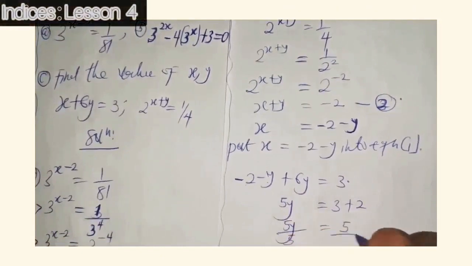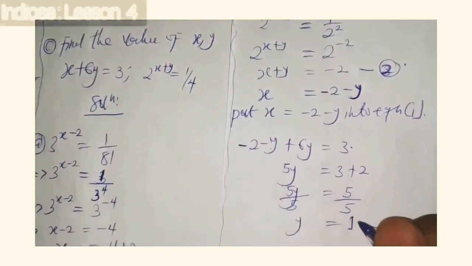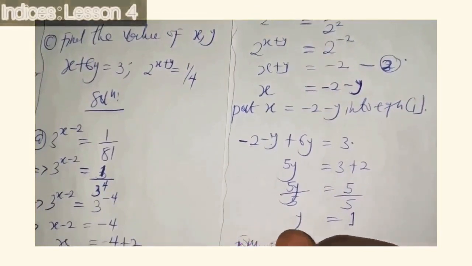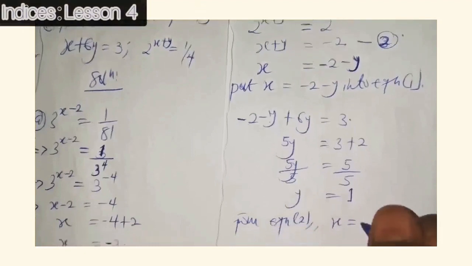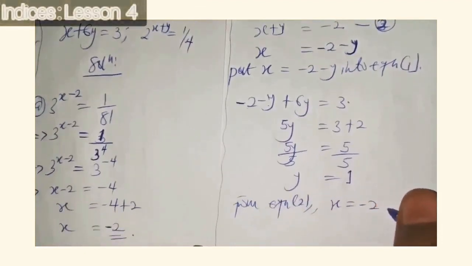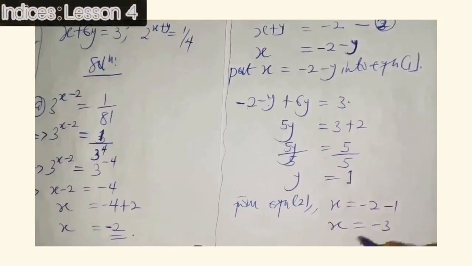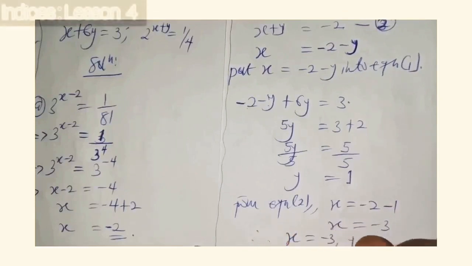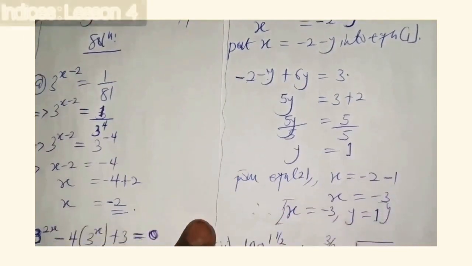So divide both sides by 5. I can say that y is equal to what? 1. So if y is equal to 1, then from equation 2, we can say that x is equal to negative 2 and y was what? 1, so negative 1. Therefore x is equal to negative 3. So you can finally say that x is equal to negative 3, y is equal to 1. If you don't mind putting them in curly brackets, especially the two sets, you'll be good to go.